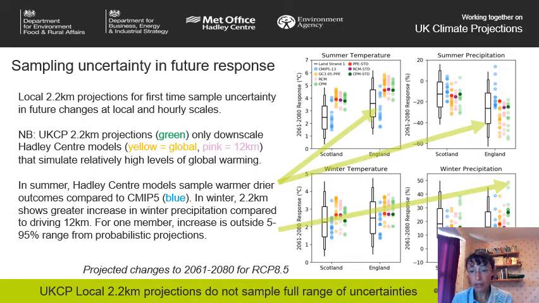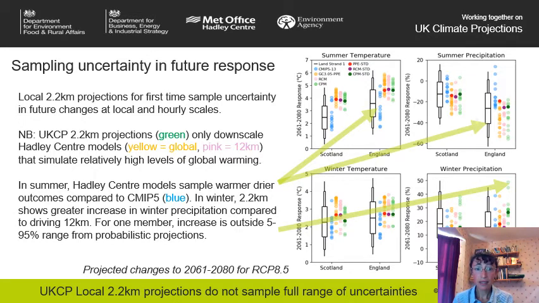They're not downscaling the full set of global models. And the importance of that can be illustrated here in this figure, where we're looking at responses for summer temperature, summer precipitation, winter temperature, and winter precipitation across Scotland and England. The green is these new high-resolution 2.2 projections. Pink is the 12-kilometre model. The yellow is the Hadley Centre global models. And then in blue is the CMIP models. And these are all products as part of the UK CP18 suite.